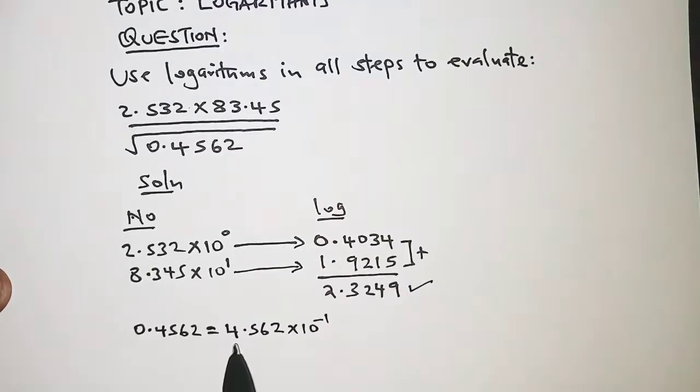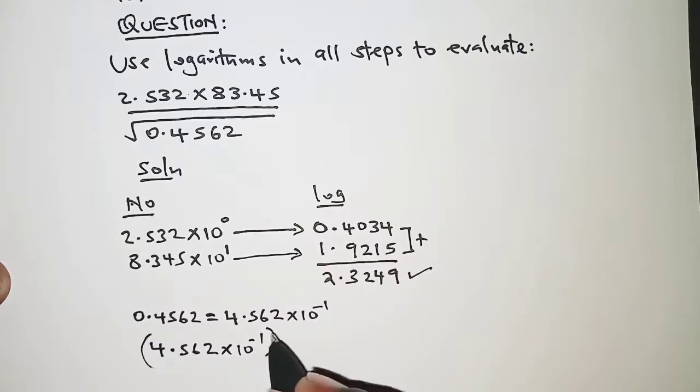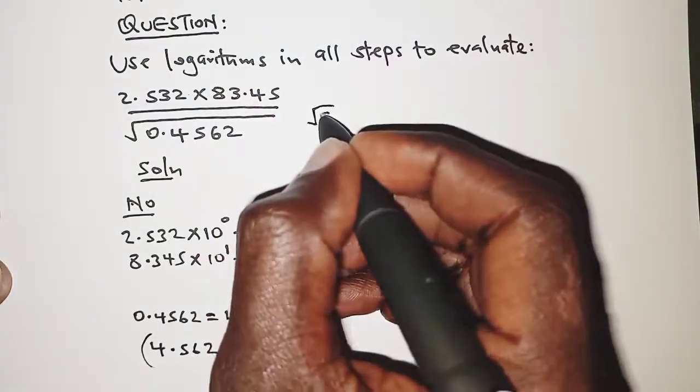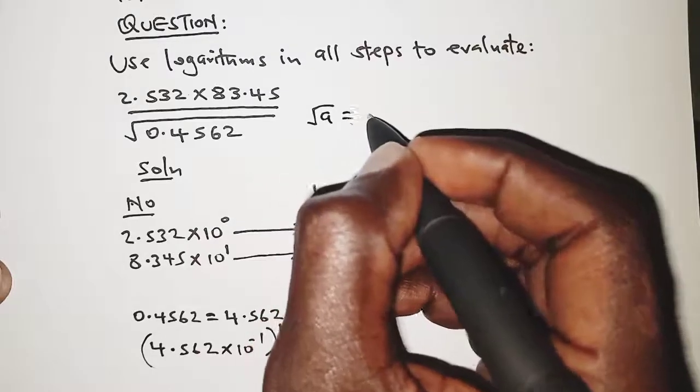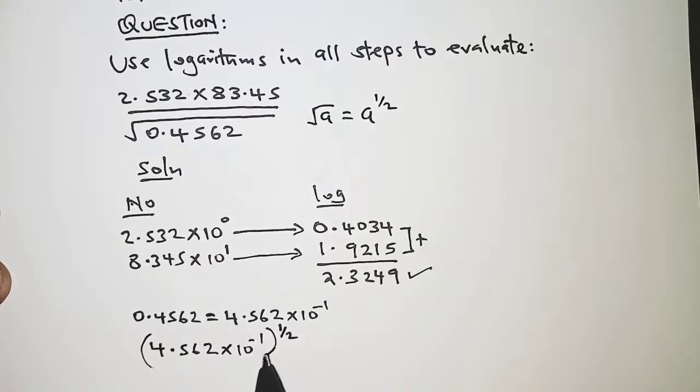So what we need to understand, this value is under root sign, so we can have it as 4.562 times 10 power negative 1, but because it's under root sign, then we can raise it to power a half. Remember, a number a under root sign is equivalent to a raised to power a half. So that's exactly what I've done here.